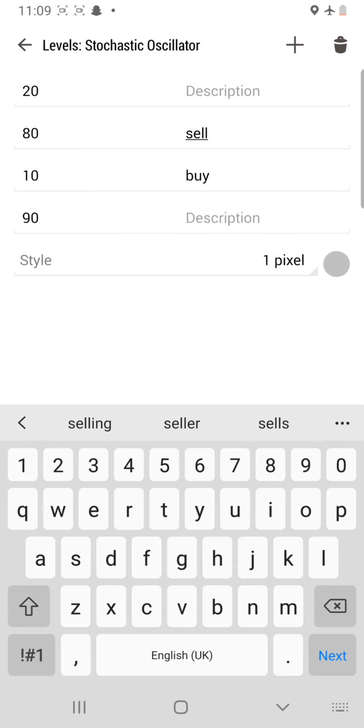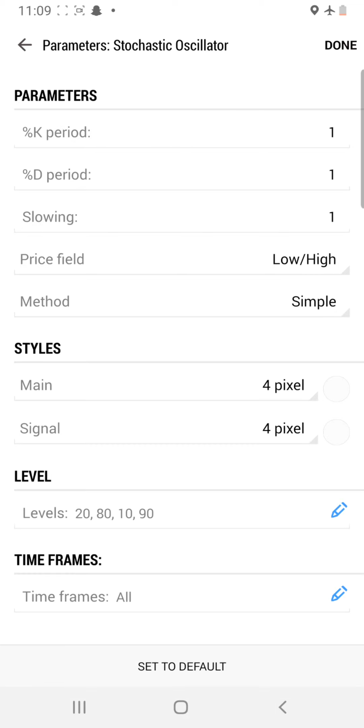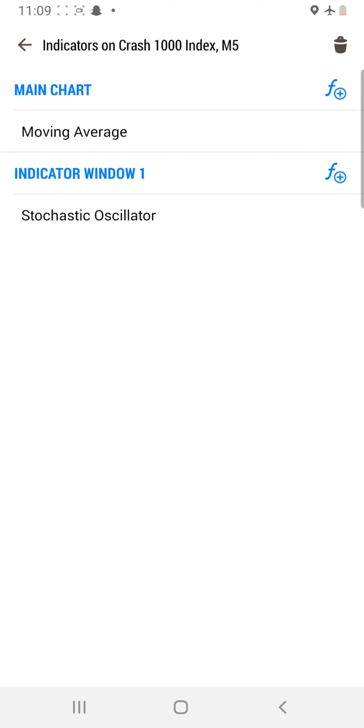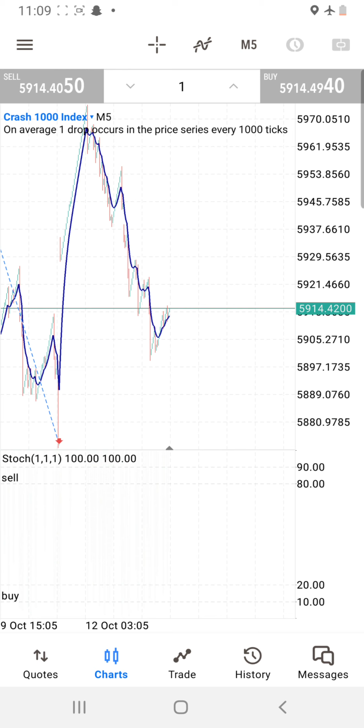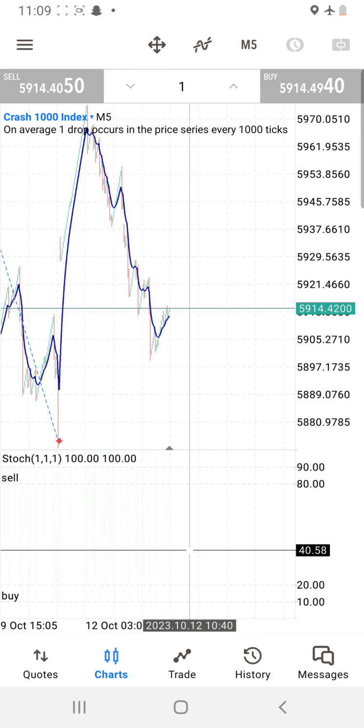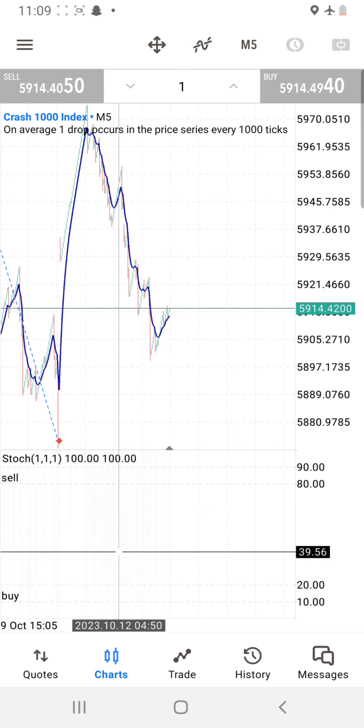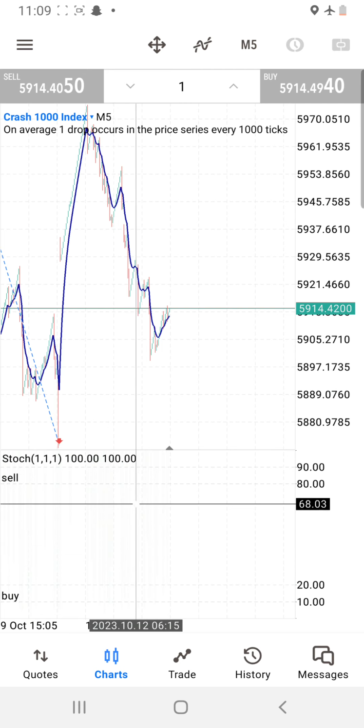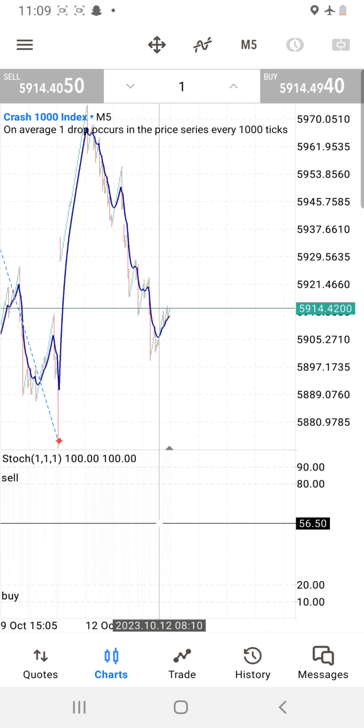Okay, next, done. Okay, going back to my stochastic, I'll click done, and going back to the charts, you'll see that we now have this sell level and this buy level and nothing else inside. That is exactly how it should appear on your charts as you are installing this strategy.